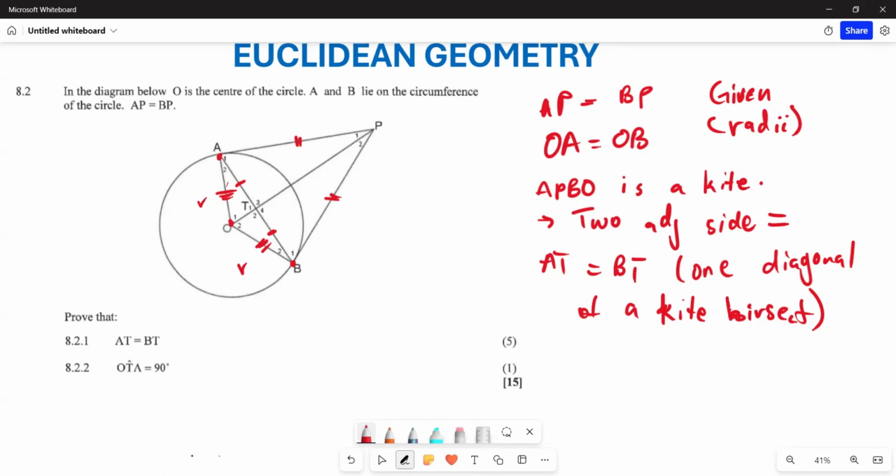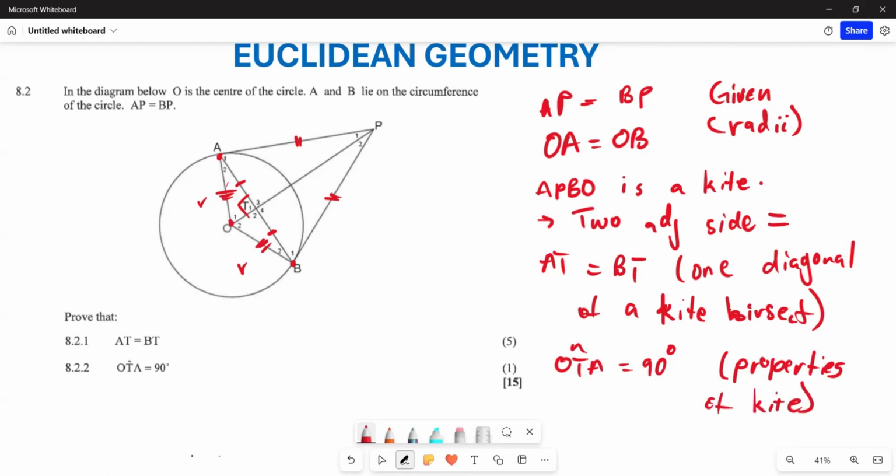Let's look at the last one. Now they ask why angle OTA is 90 degrees. Basically this particular angle T1 is equal to 90 degrees. Your angle OTA is going to be 90 degrees because of the properties of a kite. Remember that the diagonals of a kite meet at 90 degrees.